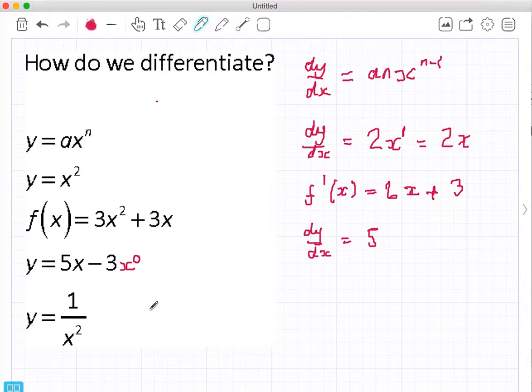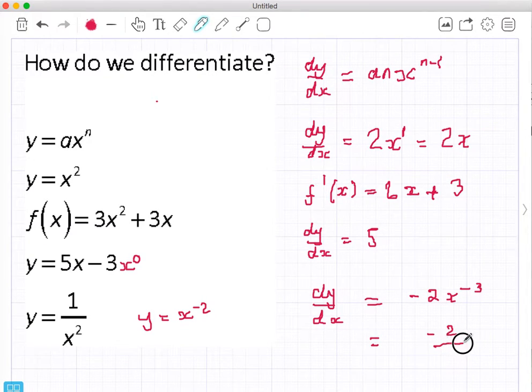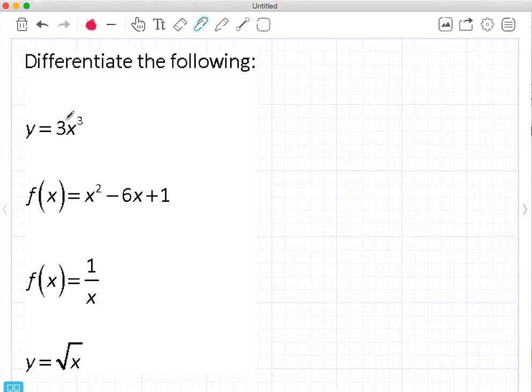Finally, we've got one here. And this, actually, I want to rewrite this one before I begin. If the power is on the bottom, I can rewrite it to x to the power of minus 2. So when I differentiate it, I'm going to do minus 2 times the number in front, so it becomes minus 2x. Take 1 away, becomes minus 3. Now I can rewrite that as minus 2, and because the x has got a minus power with it, it goes on the bottom. So what I've got for you next is 4 to differentiate. If you want to pause the video, and then I'll differentiate them for you.